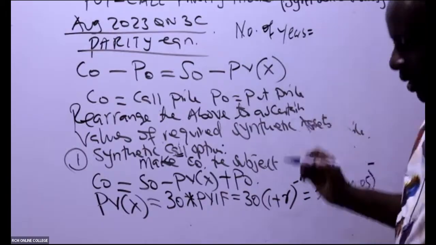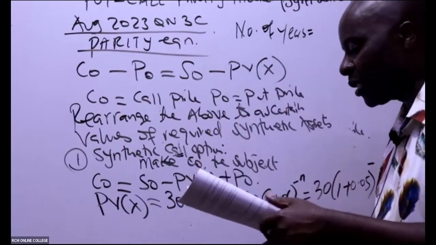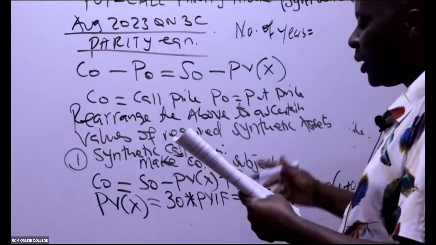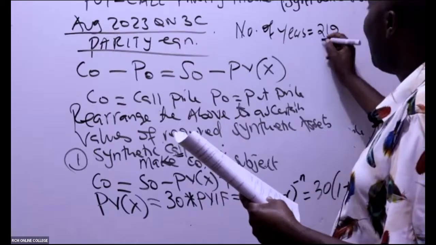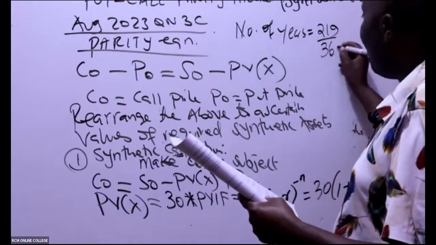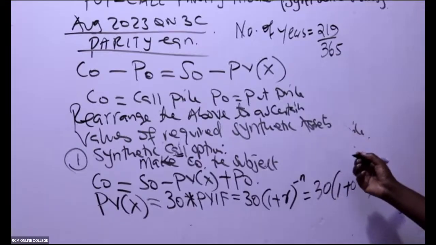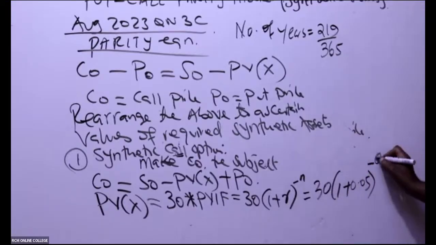I can see the number of days to expiration. Number of days to option is 219 divided by how many days in a year? Divided by 365 days in a year. So is there somebody who can give us this? Yeah, so then raised to 0.6.